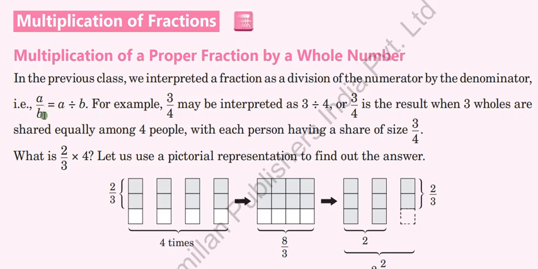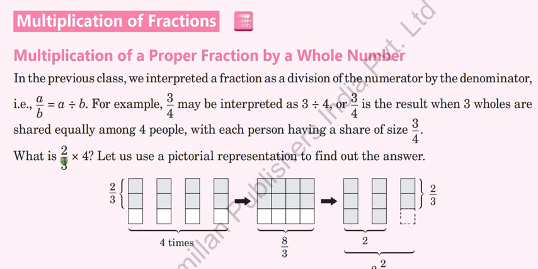That is a upon b. What does it mean? A divided by b. For example, if you take 3 by 4, it can be interpreted as 3 divided by 4. It's a way of writing. Or it can be written as 3 by 4 is the result when 3 wholes are shared among the 4 people. That means if I got 3 chocolates and I have to distribute among the 4 people, each person will be getting 3/4 of that particular chocolate, with each person having a share of size 3 by 4. I suppose it's clear.